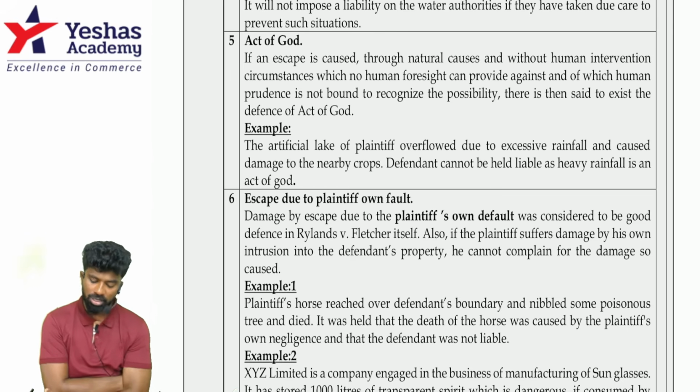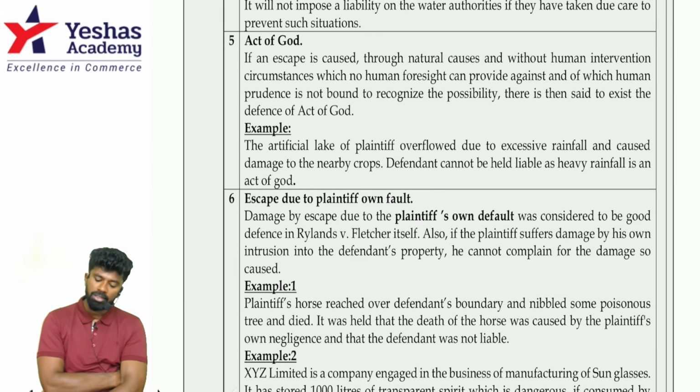in Rylands versus Fletcher itself. Also, if the plaintiff suffers damage by his own intrusion. What is intrusion?